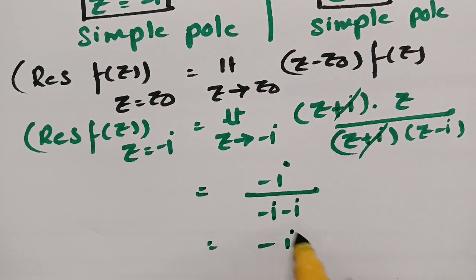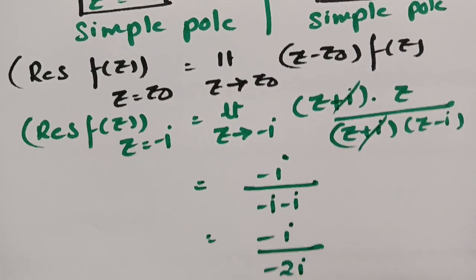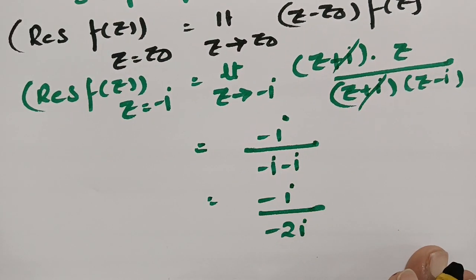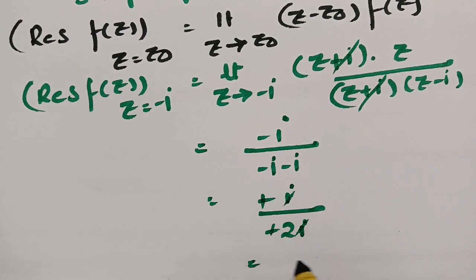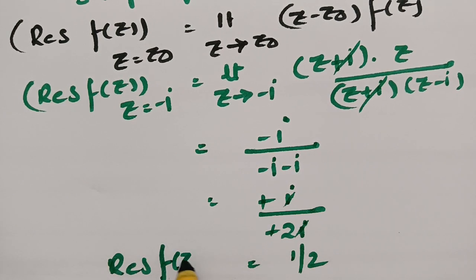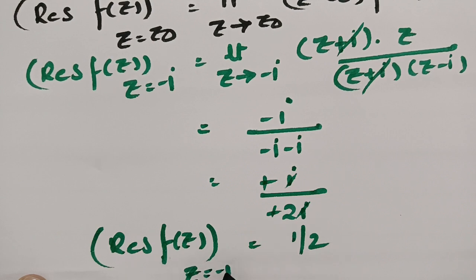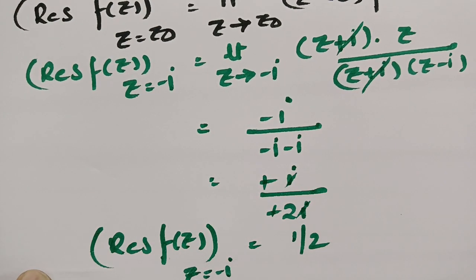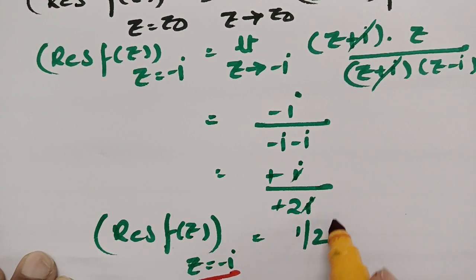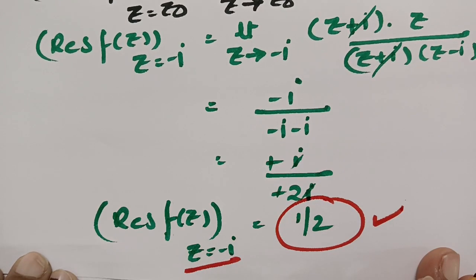Clearly this value is minus i by minus 2i. If I cancel minus i from the numerator as well as denominator, the value remains as 1 by 2. So this is the residue value of f of z for the point z is equal to minus i. Clearly for the pole value z is equal to minus i, our residue value is plus half.